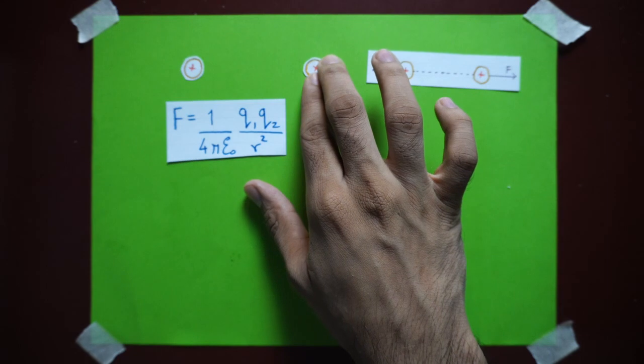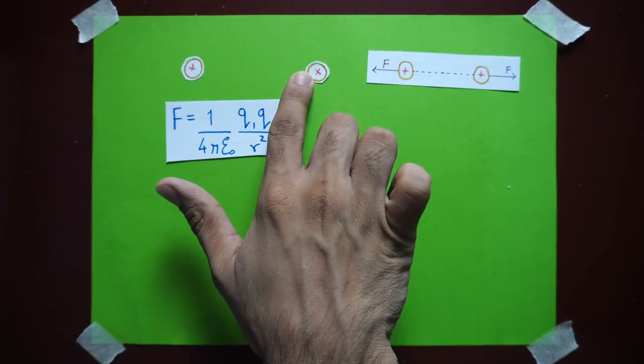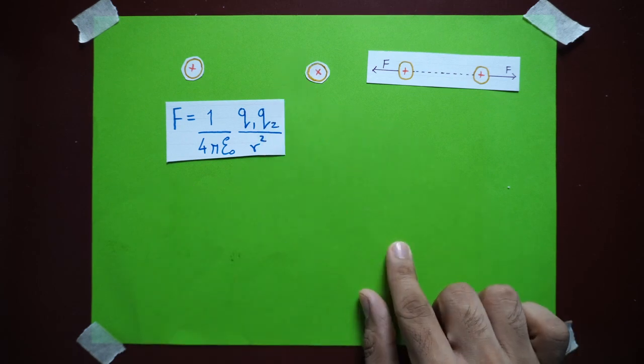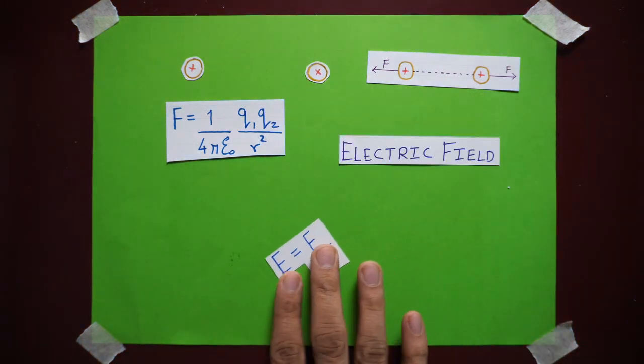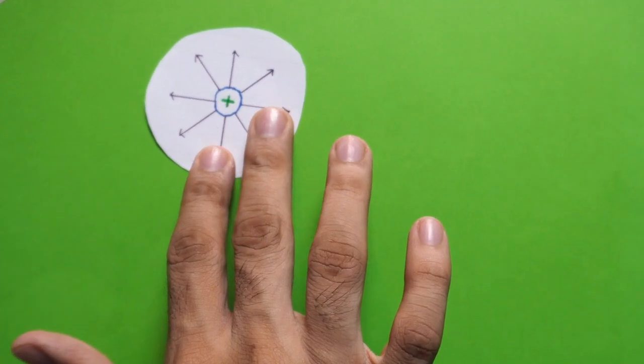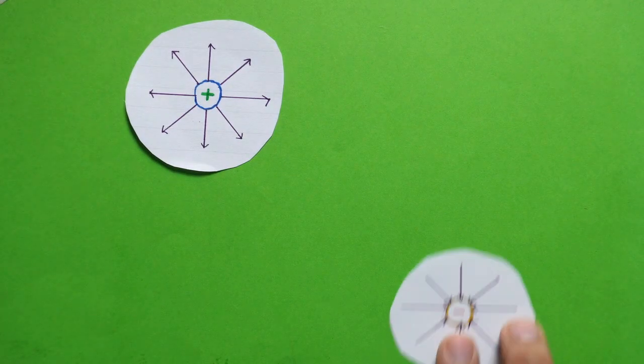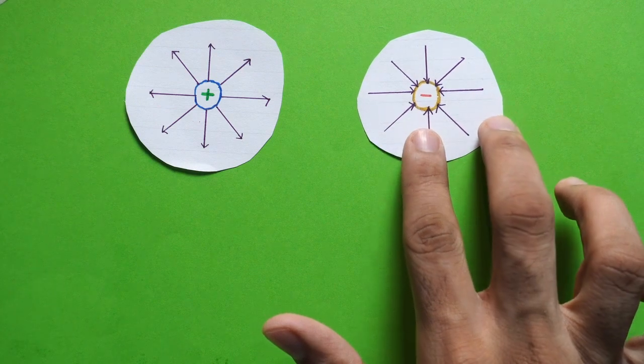However, the lines of force that can be visualized between you and your friend is represented by what is known as the electric field. The electric field is given by E equals F over Q, which also equals this equation. Now if you were a positive charge, the electric field lines would be away from you. And if you were a negative charge, the electric field lines will be coming towards you.